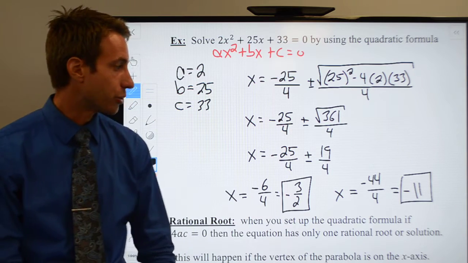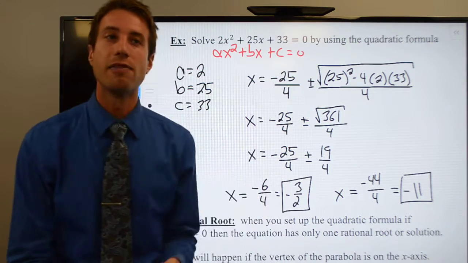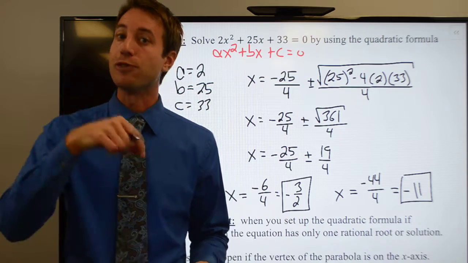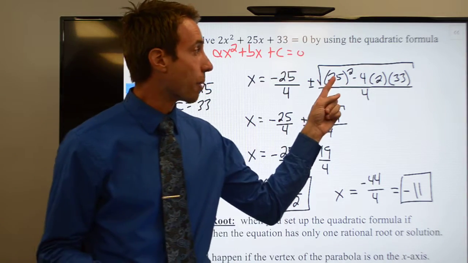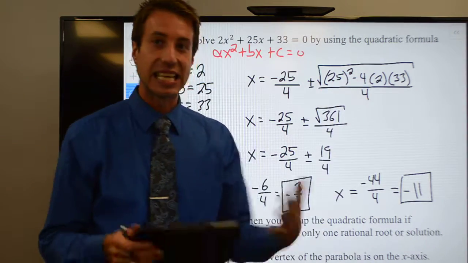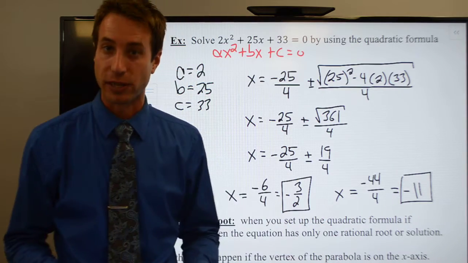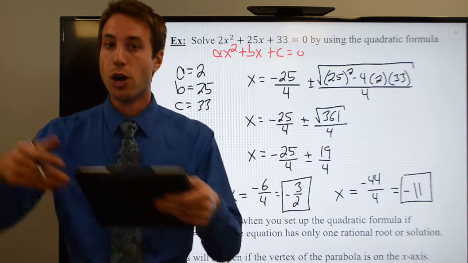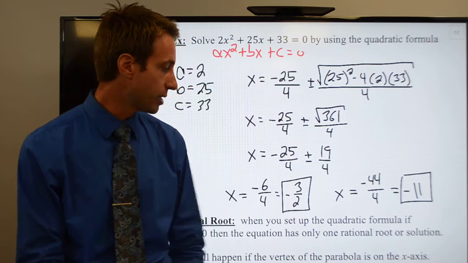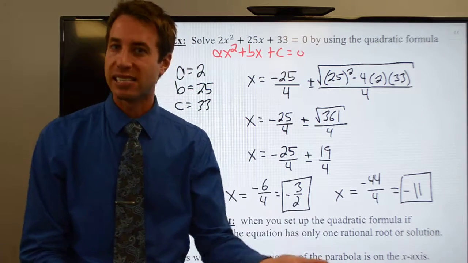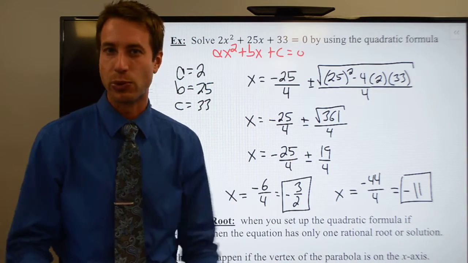And so we wind up with our two solutions. And guys, that takes care of using the quadratic formula. If you wind up with your b squared minus 4ac turning out to be something that's a perfect square, you're going to wind up with two rational solutions. Nice numbers, right? The kinds of answers that we really like.